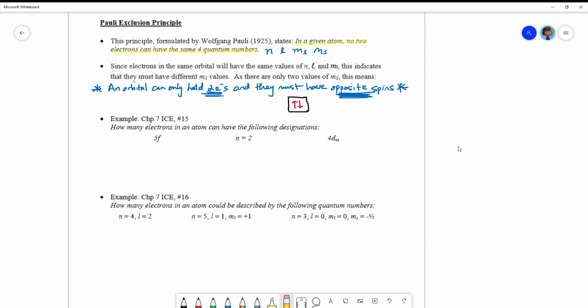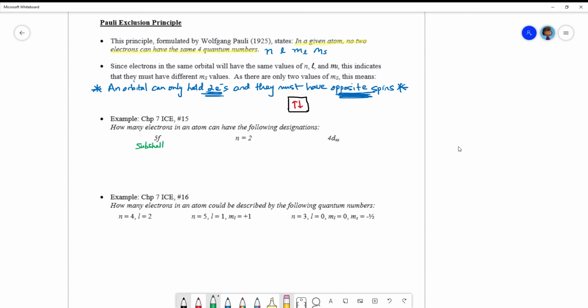Okay, well, let's start with the designation 5f. The designation 5f is a subshell. It is the 5f subshell. Okay, well, a 5f subshell is composed of a certain number of orbitals. How many orbitals are in the 5f subshell? Well, we just found out that every single f subshell will be composed of 7 orbitals.